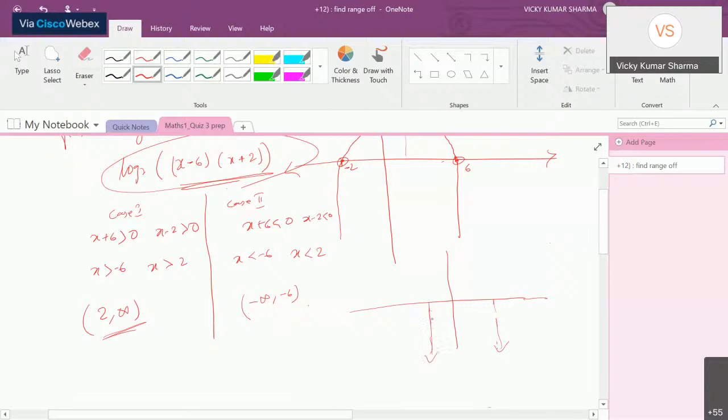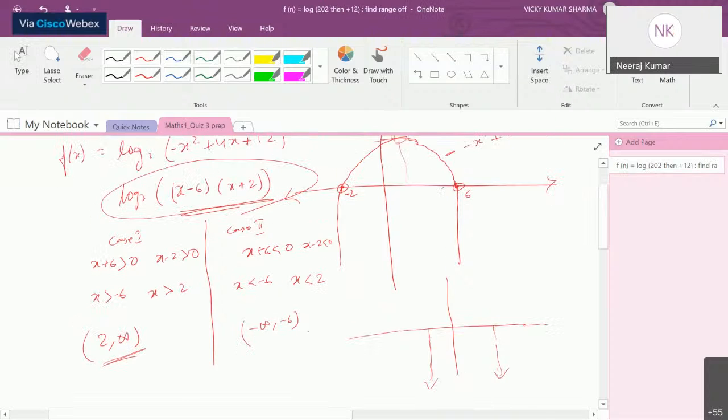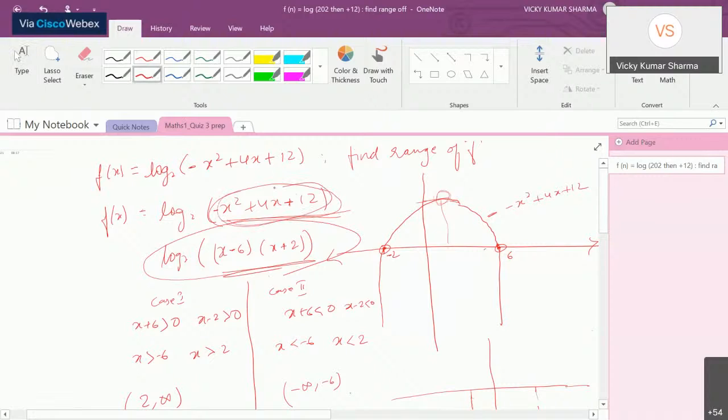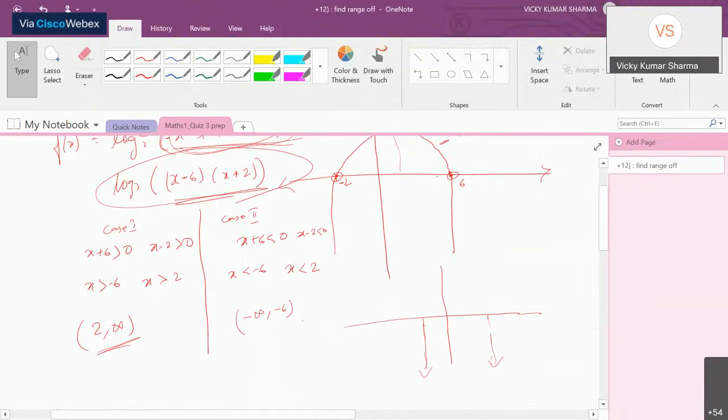Now we have to understand what the vertex will be for this part. This quadratic function is the negative of x square. So what does that negative tell you, the minimum value or the maximum value? Maximum. So the maximum value of this function will be the maximum value of this. The asymptotes are at 6 and minus 2, right? Sorry, minus 6 and 2.